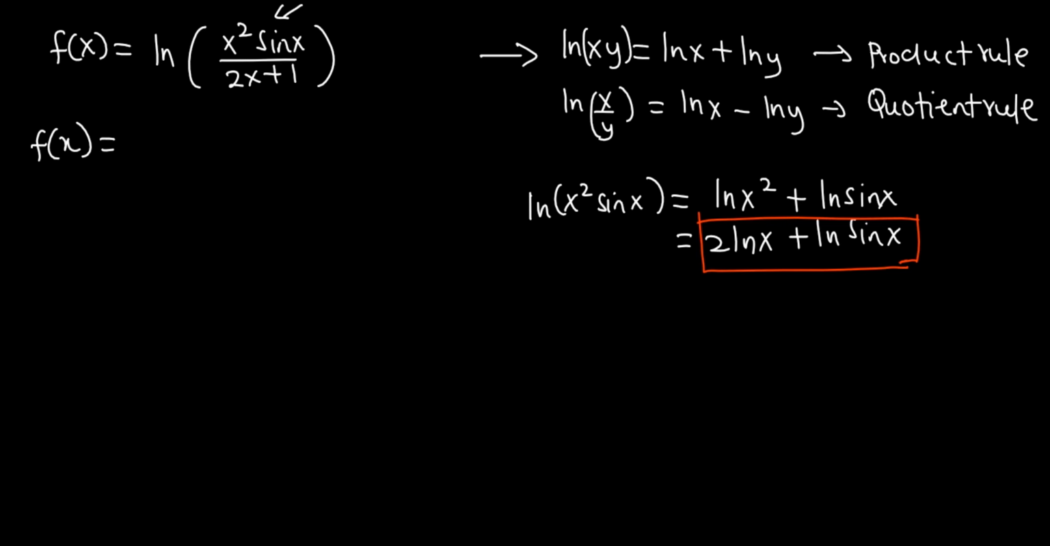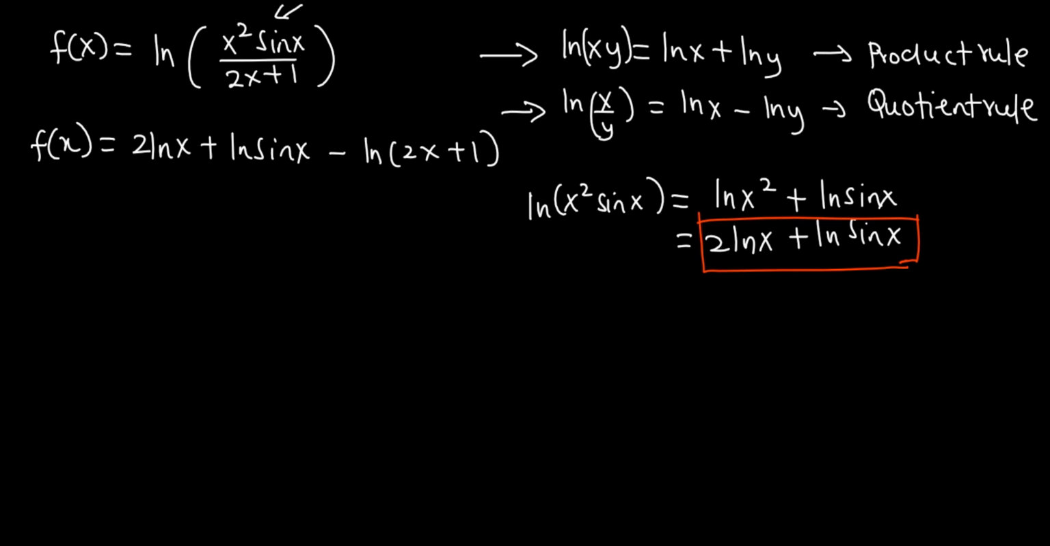for the numerator, we have 2 ln of x plus ln of sine x. And then we now apply the quotient rule. So with the numerator written, we are left with the denominator, so minus ln of the denominator, that will be ln of 2x plus 1. Okay, so this is what we have now.